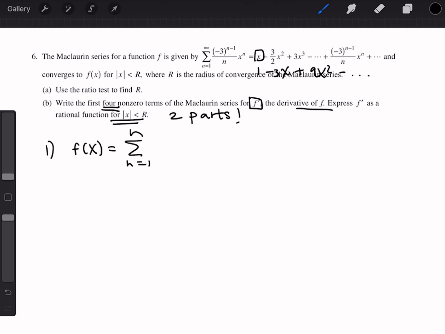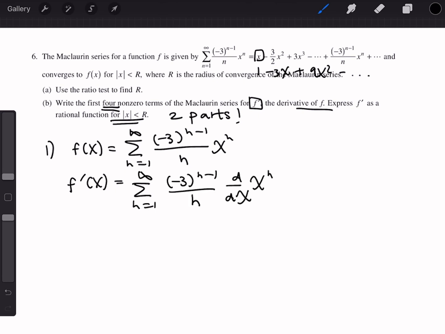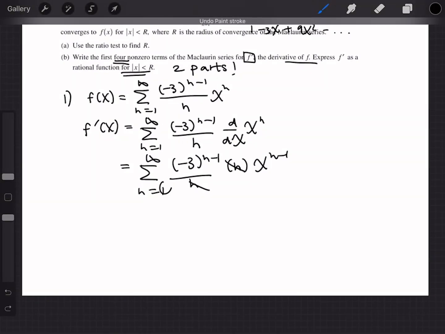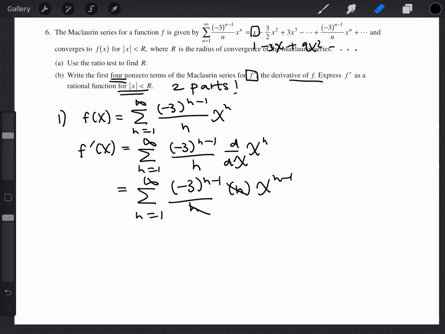There are two ways to do the first part. One, we know f of x, so to find f prime of x, we just take the derivative of the series, where the n's cancel, leaving us with negative 3 to the n minus 1 power times x to the n minus 1 power. Something feels off. Shouldn't you take the derivative of the other terms? No, since it's d dx, you're taking the derivative with respect to x.